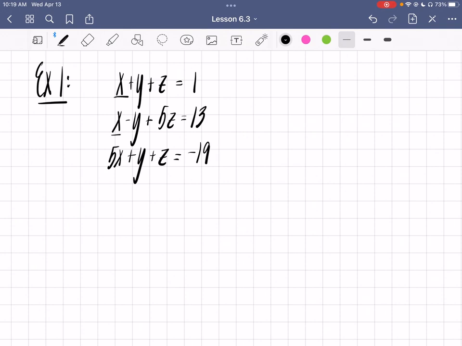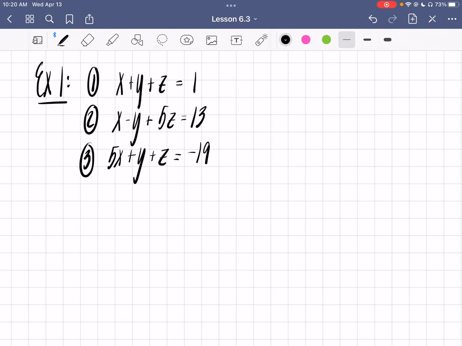So x's, I have x, 5x, y's, I have y, negative y, and then z's, I have z, 5z, and z. So I'm going to say the y's look easiest because I have positive y's and a negative y, and so those look like they're going to be pretty simple to eliminate without having to multiply by anything. That does not always happen, that's not always the case, but in this case, it works out great for us, okay? So I'm going to label equation 1, 2, and 3.